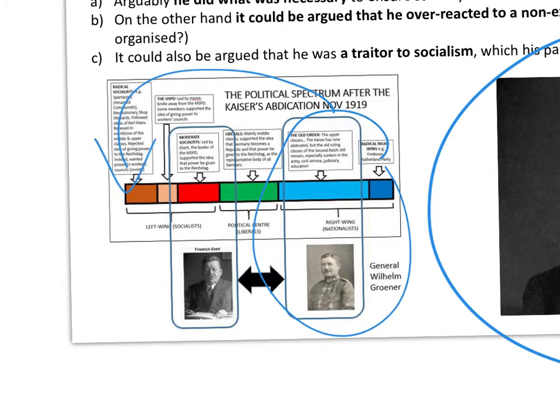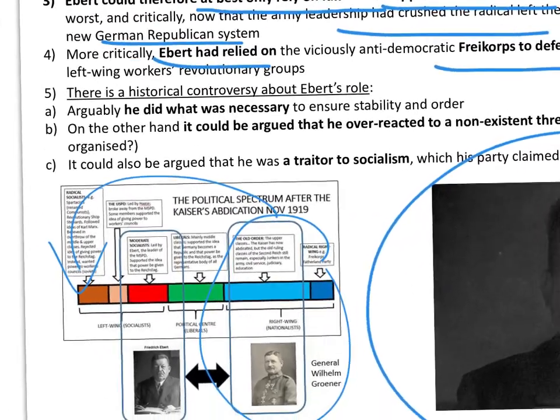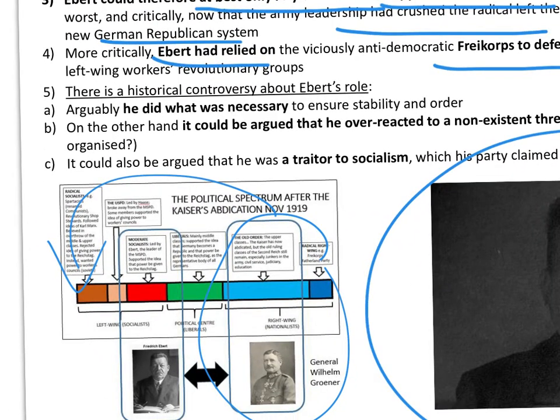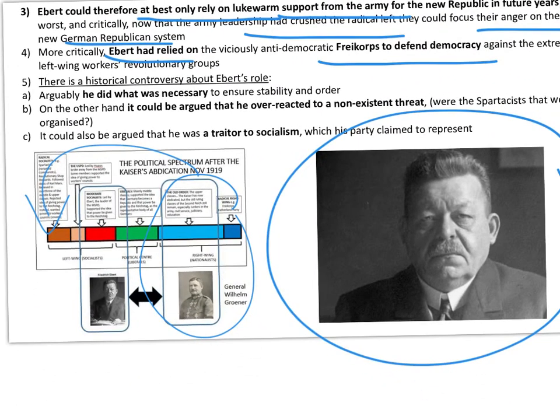And Hebert was stuck in the middle. A deal had been made by Hebert to preserve law and order. But the big debate is, did he really do what was necessary? It could be argued that he overreacted to a non-existent threat.